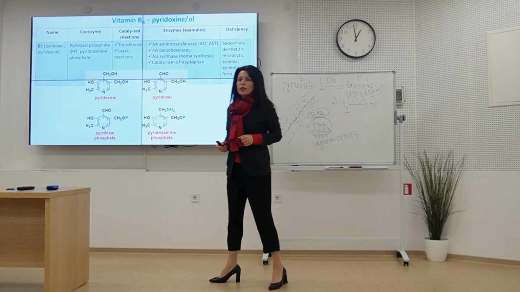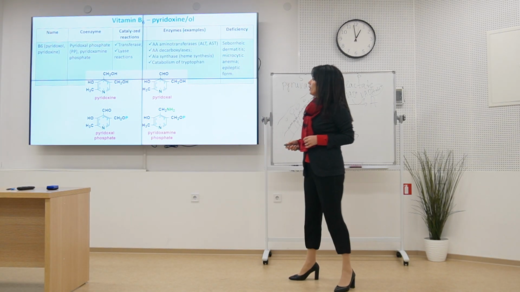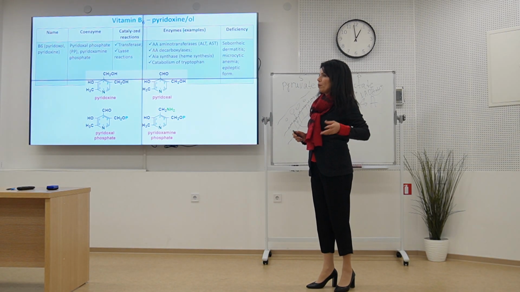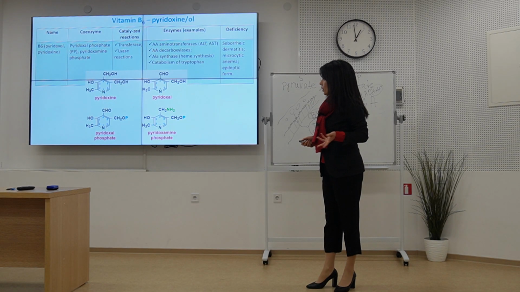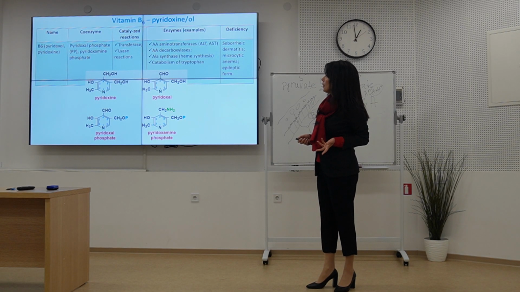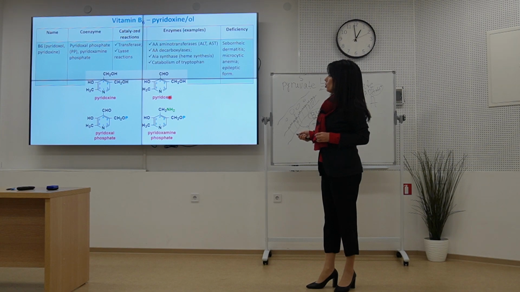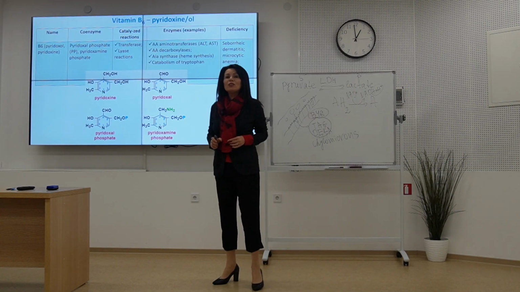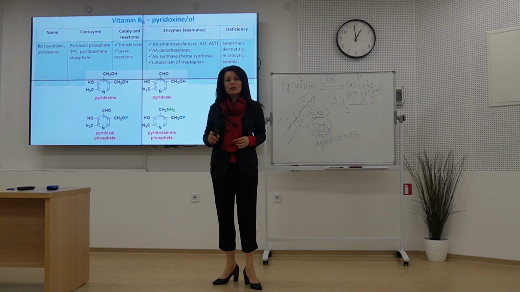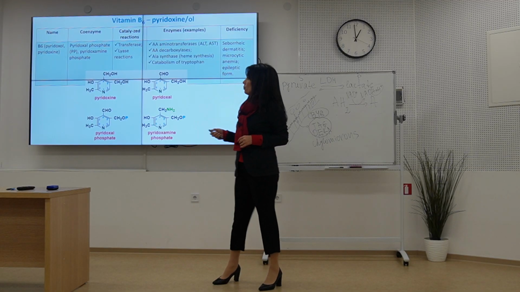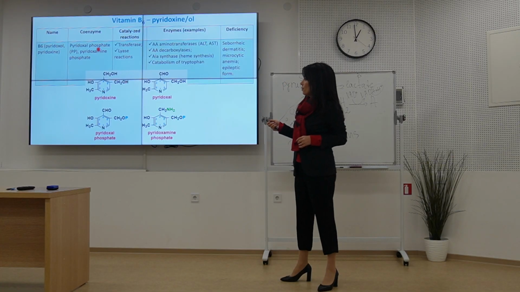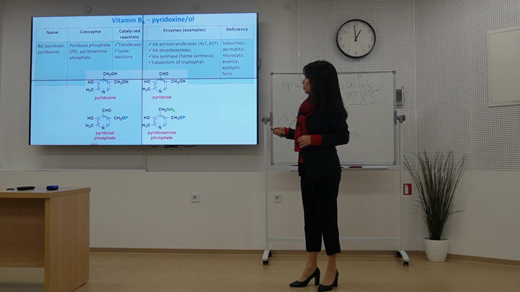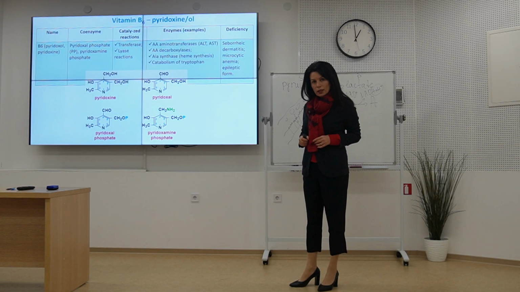The next vitamin is called B6. There are many groups and types of B6: pyridoxine, pyridoxal, pyridoxol, pyridoxamine, but the active form, the cofactor name, is pyridoxal phosphate. Pyridoxal phosphate is this one. This is the active form of B6.